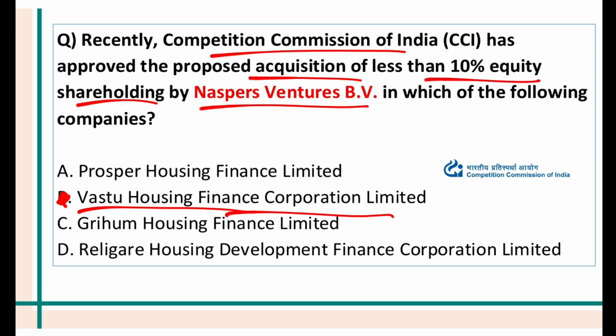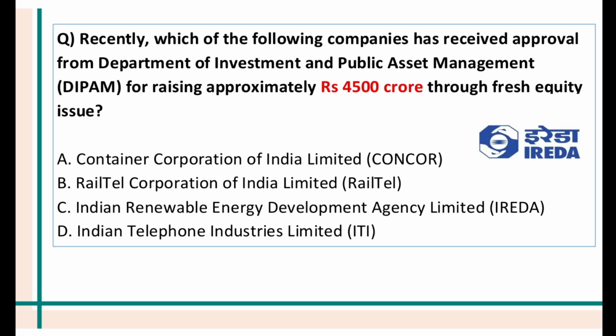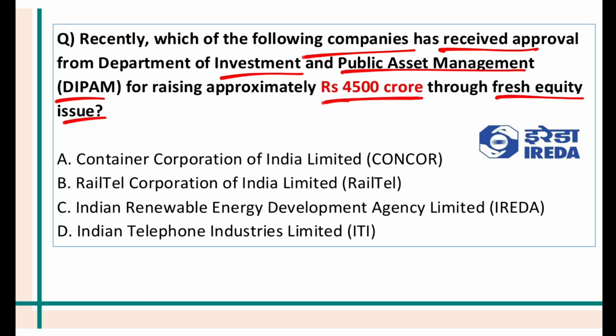Is that understood? So that is the company, and Competition Commission of India has given the approval for the same. Which company has received approval from DIPAM, Department of Investment and Public Asset Management, for raising 4,500 crore through fresh equity issue? The answer is IREDA. So basically IREDA will sell some of its shares in the open market and raise this money, 4,500 crore.